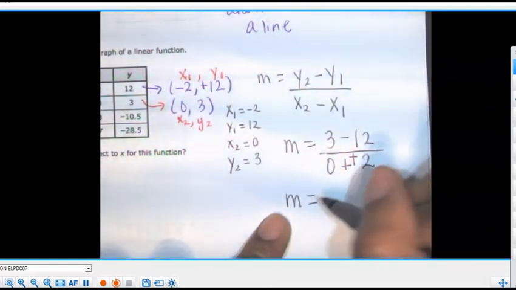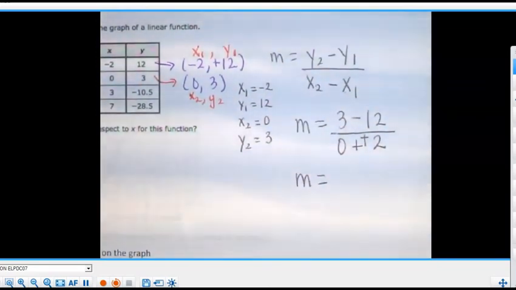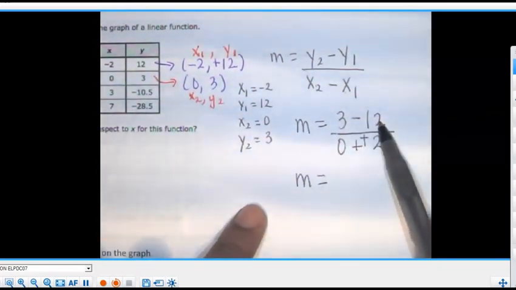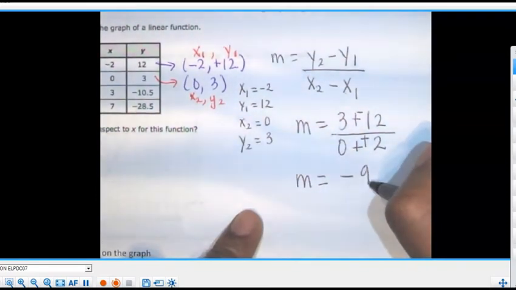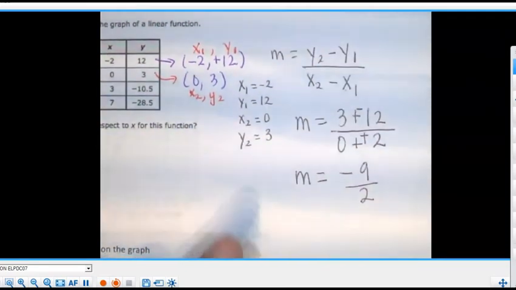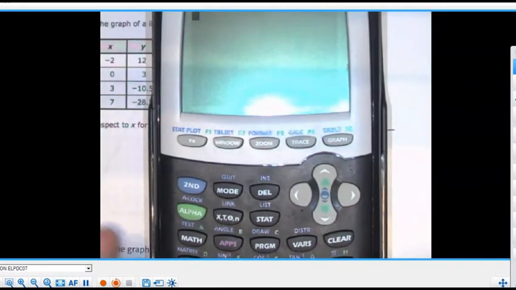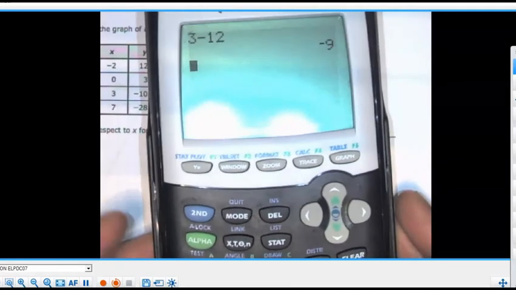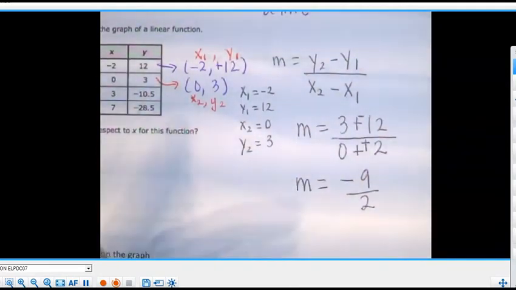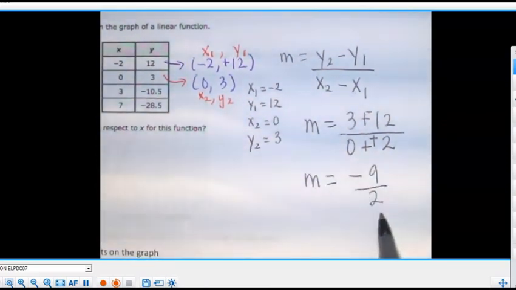All right, so here we go. M is equal to, now if you want to, again, I know my integer rules. I know some of us know them just like that. So I know to change that to a plus, bump back the negative. So at the top, I have a negative 9 over 2. That's the slope. But if you want to use the calculator, after you write your formula down and you're very careful with your substitution, it's just 3 minus 12. There's the negative 9. And then, of course, everybody should know very carefully, 0 plus 2 is 2. Okay, so the answer is that our slope is negative 9 over 2.